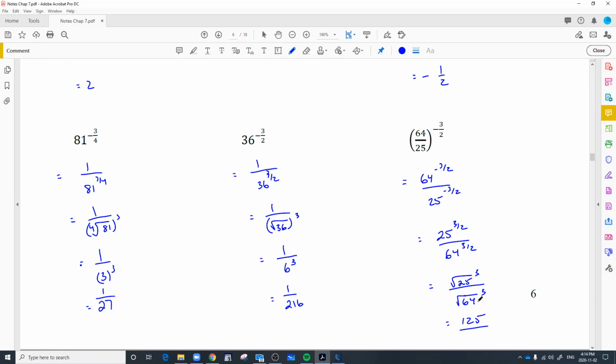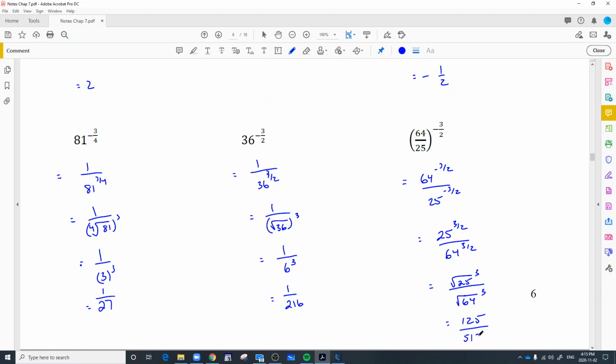The square root of 64 is 8. Or sorry, the cubed root of... no, square root of 64. Sorry, I'm looking at my notes and realizing that I made a mistake. The square root of 64 is 8, and then 8 cubed gives me 512. I'm going to have to plug this into a calculator.